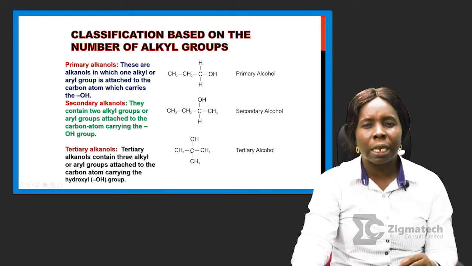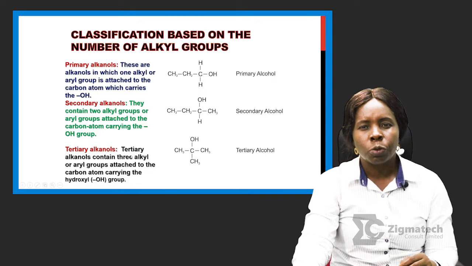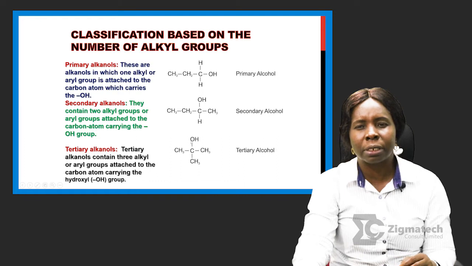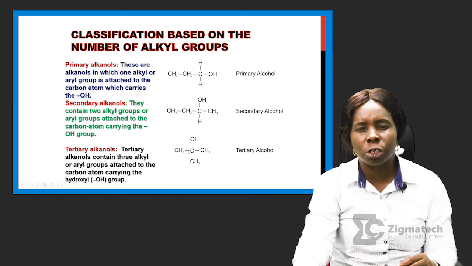Now we go to the last type of alkanol, which is the tertiary alkanol. The tertiary alkanol contains a carbon atom that carries the hydroxyl group, with three alkyl groups attached to that carbon atom. That means there is no hydrogen attached directly to the carbon atom that contains the hydroxyl group. And this is an example.